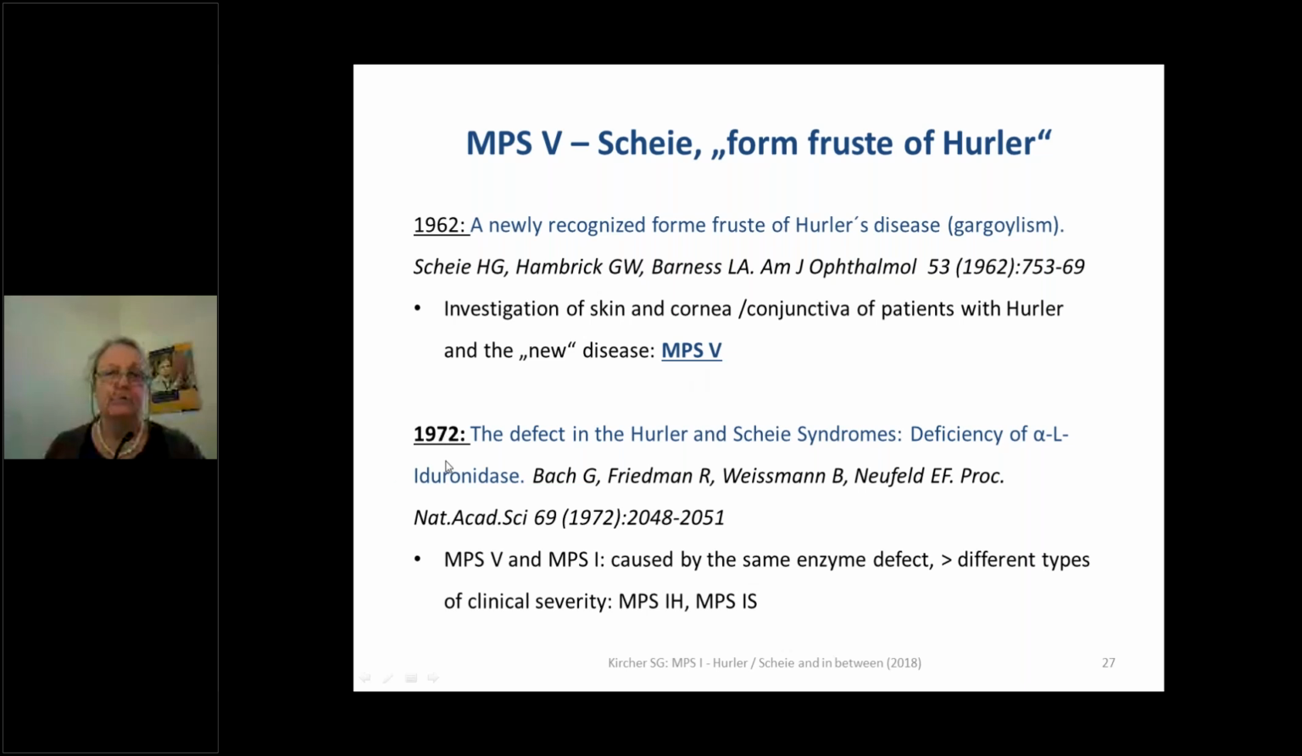Several years later, it was found that the defect in Hurler and Scheie was the same. It is a deficiency of the alpha-L iduronidase enzyme. And therefore, from that time on, we speak about MPS IH for Hurler and MPS IS for Scheie disease. Scheie patients are different to the Hurler patients.